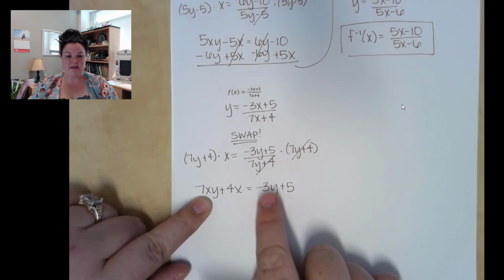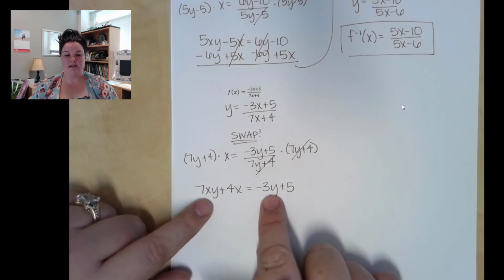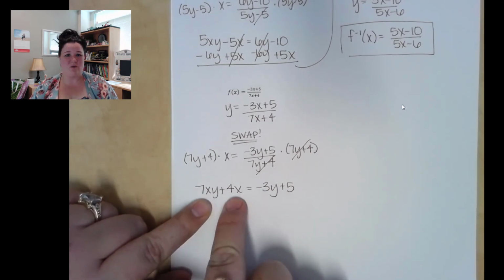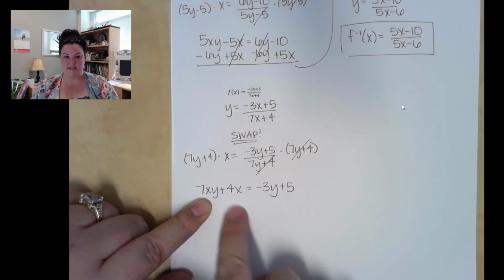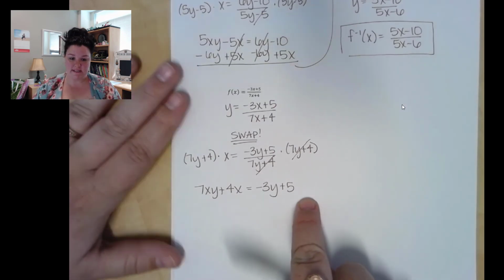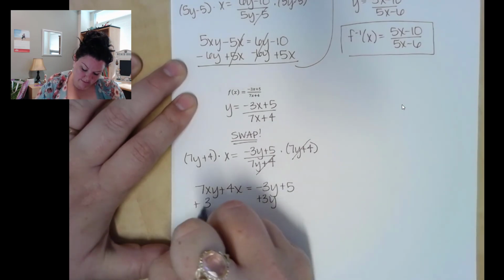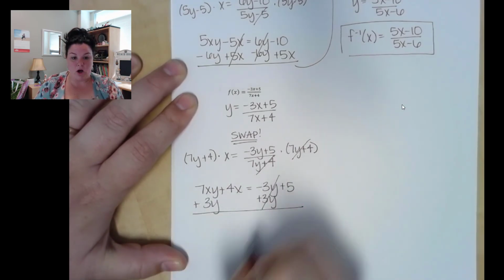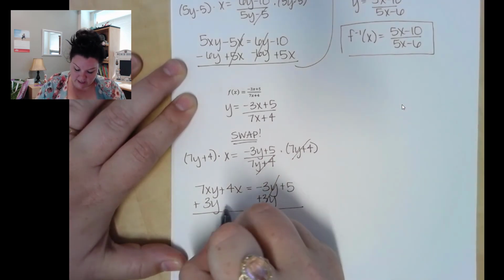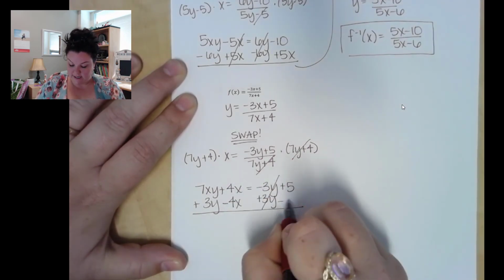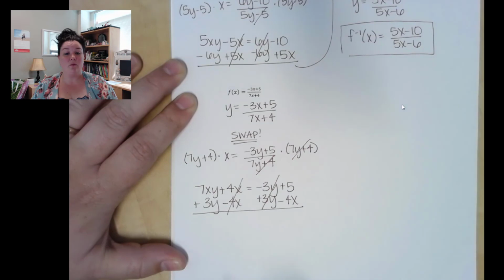So I'm going to move this negative 3y over to this side. And then notice this 4x doesn't have a y, so I'm going to move it over to this side. I'm going to do both of those in the same step. So I'm going to add 3y to get my y's on the same side, and I'm also going to move my 4x by subtracting. It doesn't have a y, so it doesn't need to be on the y side.